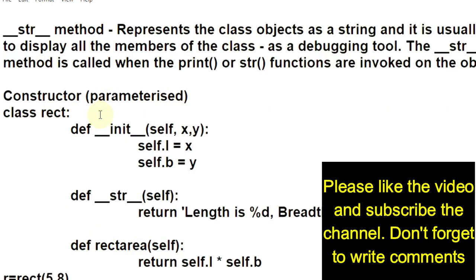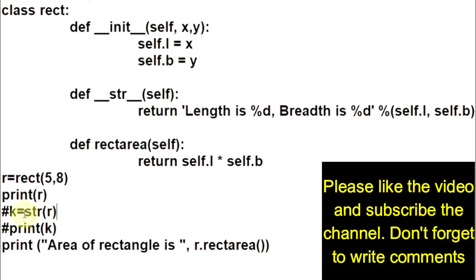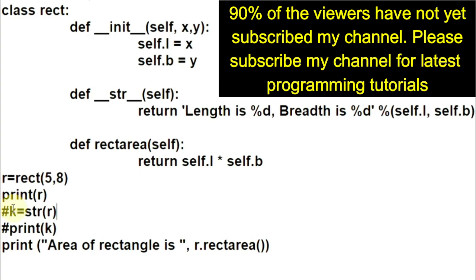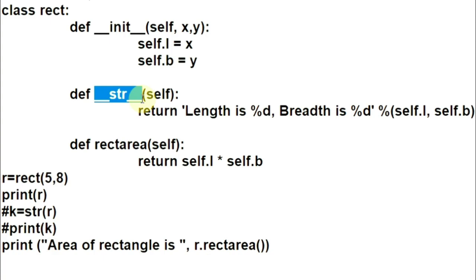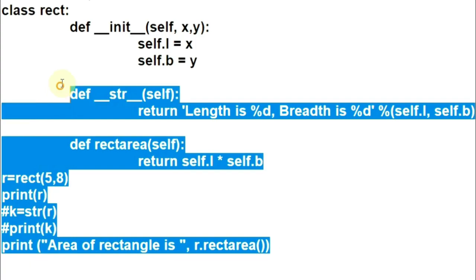As I told you, this str method is invoked when you convert an object into a string. So if I invoke str on object r, this str method will be invoked, and whatever it returns will be assigned to the variable k. So k will get the value length is and the value of the l attribute, breadth is and the value of the b attribute. That output will be assigned to the variable k, and by the print statement you are displaying it. I repeat, this str method is just for displaying the attributes and methods, and it is mainly used for debugging purposes. So let us run this program.